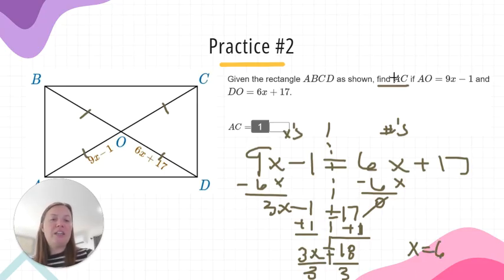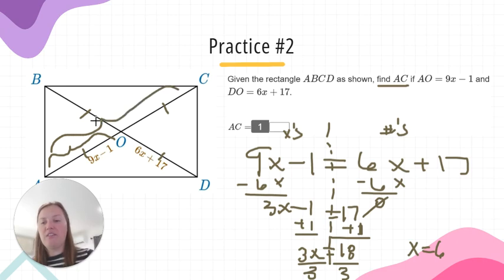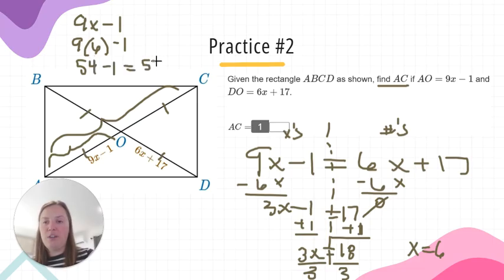We were asked to find the length of AC, which is this whole length here. So first what we need to do is find the length of AO, and then we can times it by 2 to find the length of AC. So we can plug this x back in. We're starting with the equation 9x minus 1. We can substitute in the 6, which is going to get us 9 times 6 is 54 minus 1, which is equal to 53. So one of these little sections is 53. If we times it by 2, we can get the whole length of AC, which is going to be 106. So AC here is 106.